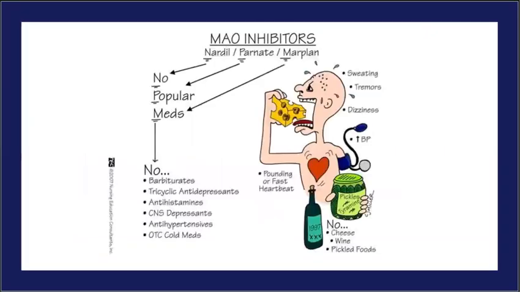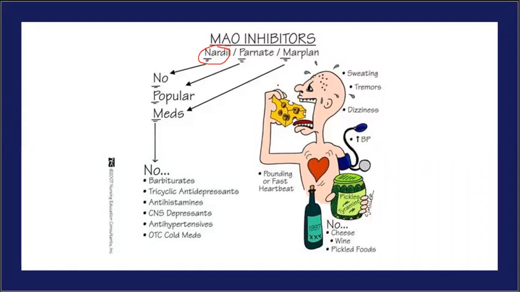Okay, so just to remind us, with our MAO inhibitors, your Nardil, your Parnate, and Marplan, so NPM is a way of remembering no popular medications. So we don't want to give them barbiturates. We don't want to give them tricyclic antidepressants like our amitriptyline. We don't want to give them antihistamines or CNS depressants or antihypertensives or over-the-counter cold medications. You know, those ones that contain ephedrine. So again, you want to remember no popular meds.